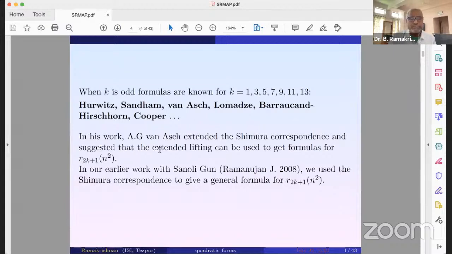In his work, Van Asch extended the Shimura correspondence, which I will describe in a moment, and suggested that the extended lifting can be used to get formulas for r_{2k+1}(n squared), but it was not available until we did the work. In our earlier work with Savoli Gun, my former student, done in 2005 and published in 2008, which took a long time for publication, we used the Shimura correspondence to give a general formula for r_{2k+1}(n squared). The focus is not on the general formula, but on its consequences.